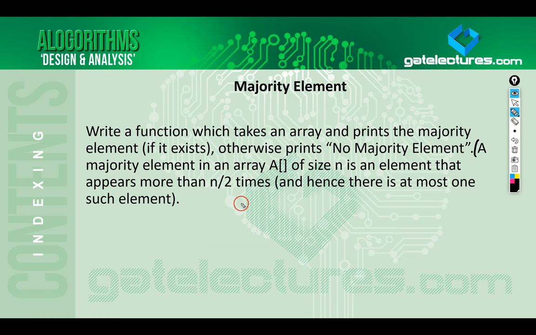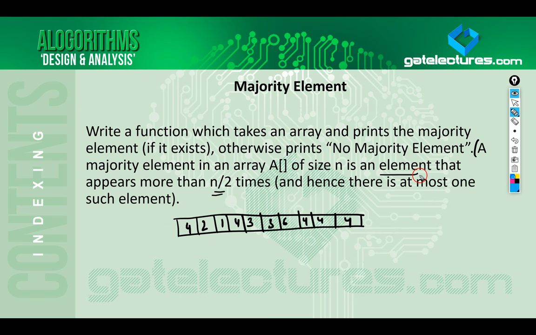It says, a majority element in an array A of size n is an element that appears more than n by 2 times, hence at most one such element can be present inside this array, but not more than one element. What do I mean by this? Let us say we have an array like this, representing some values: 4, 2, 1, 4, 3, 3, 6, 4, 4, 4. The index locations are 0, 1, 2, 3, 4, 5, 6, 7, 8, and 9. So from 0 to 9, that means a total of 10 index locations.